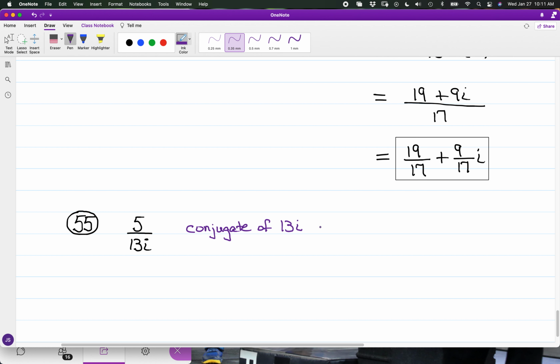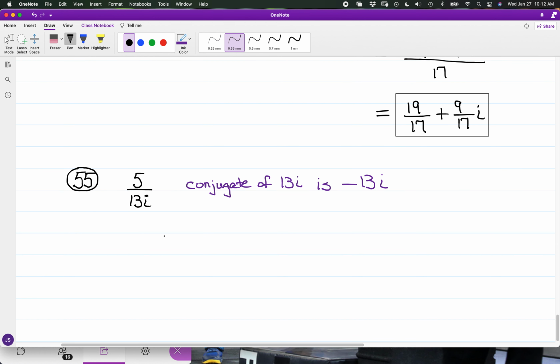So you have the conjugate of 13i, and again, that's going to be the opposite sign of the i term, so we have negative 13i. And so we have with this ratio, 5 over 13i, and multiplying what we have here by the conjugate, negative 13i, over itself.